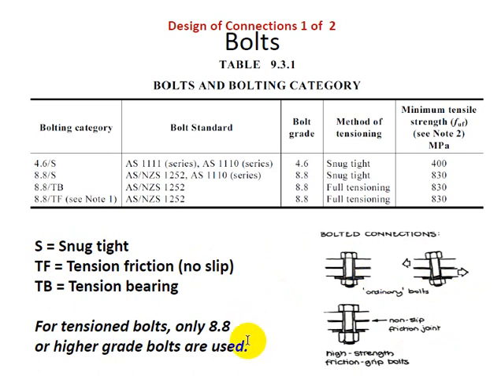However, the one with the snug tight is going to have a slip earlier than the one with the tension or full tensioning bolts, and both of them are going to hold the connection till failure. So this is not actually a part of the strength. They have the same strength. For example, if I'm using 8.8/S, it doesn't mean that the 8.8 TB is going to be stronger. They have the same strength, 830. It's going to fail at the same point. But this means that the snug tight will have a slip earlier than the full tensioning bolt.